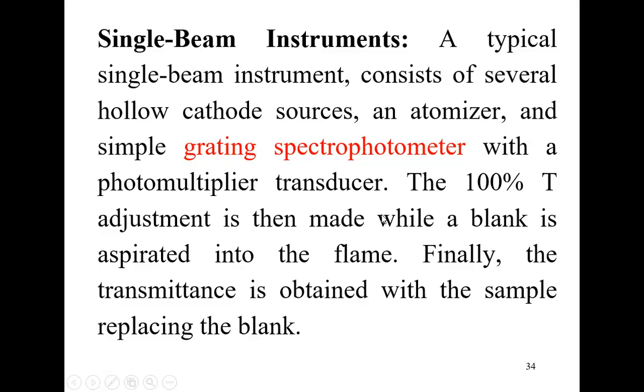That's the difference between a double beam and a single beam spectrophotometer. Usually it consists of a simple grating spectrophotometer with a photomultiplier transducer. Normally, even for a double beam, you're going to have a PMT, as will a single beam spectrophotometer. The only difference is in its construction. Usually the 100% T adjustment, remember what we say, is done with a blank.